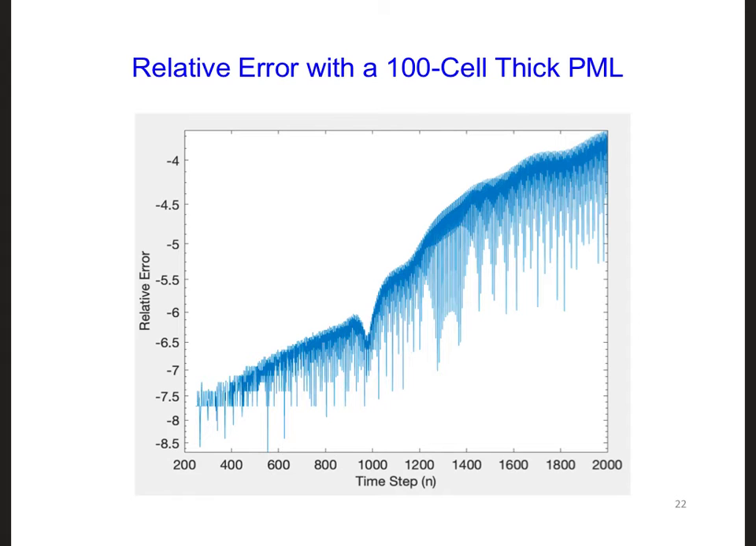This is what I got for a 100 cell thick PML. This is on the order of what we got for the 1D PML. Of course, it's not very satisfying that the error is continuing to rise. It's increasing over the time span of our simulation. Would it continue to increase if we kept running our simulation longer?